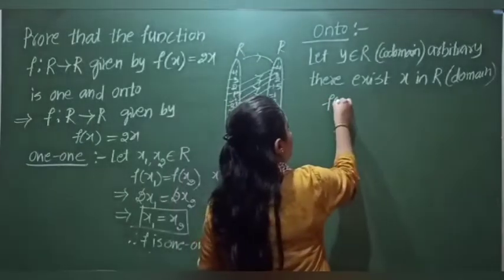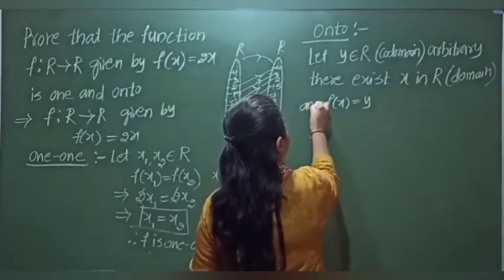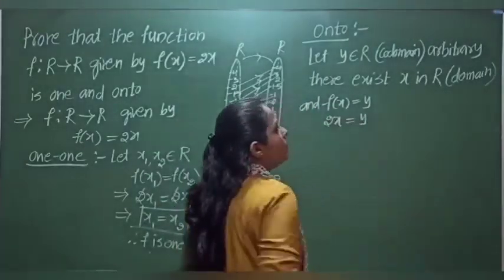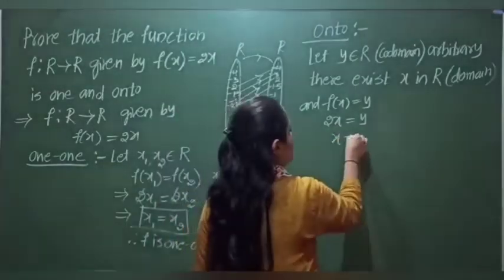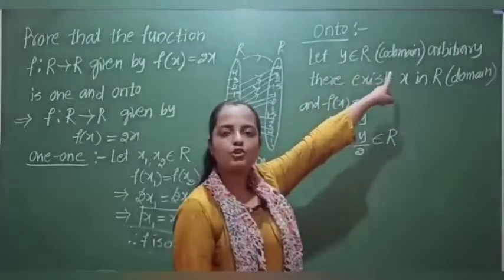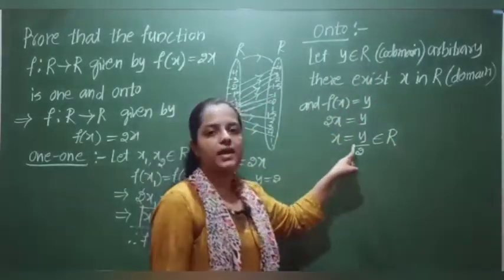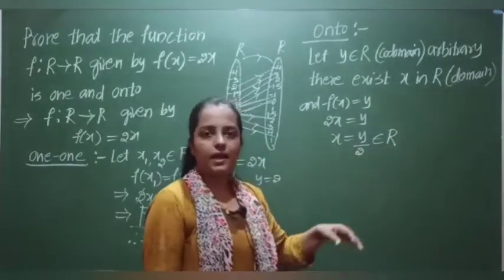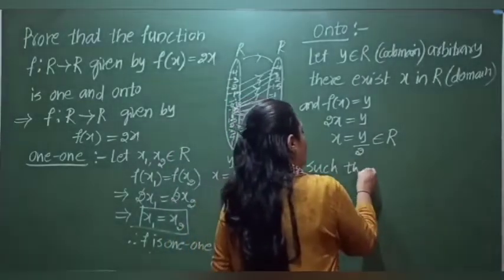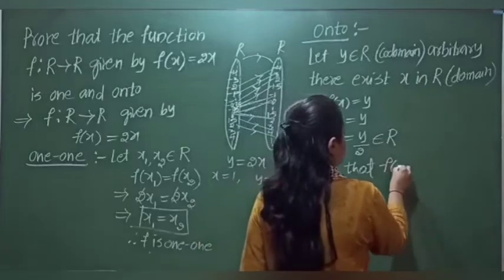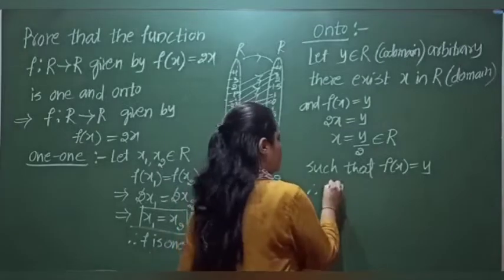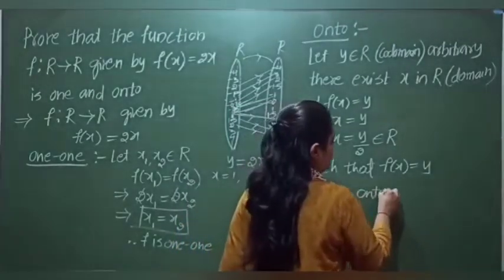How to find x here? f of x is equal to y, and we can write f of x is equal to y. What is f of x? f of x is 2x. 2x is equal to y. Therefore x is equal to what comes here? y/2, that belongs to the real numbers, right? y belongs to the codomain. There exists x, that is y/2, belonging to the real numbers, that is belonging to the domain, such that f of x is equal to y. Therefore f is an onto function.